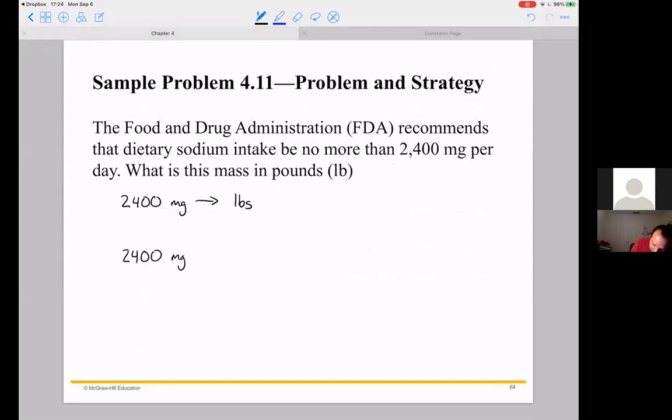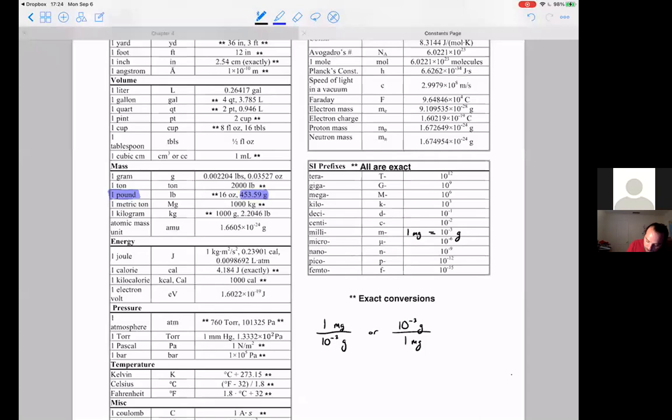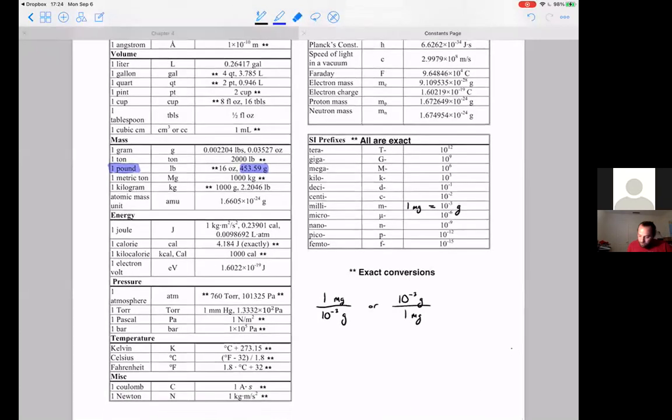So 2,400 milligrams times 10 to the negative 3 grams over 1 milligram. If I stopped right here and did my calculation, my answer would be in grams, but I want to go one more step. I want to go from grams to pounds. So then I'm going to use that information I highlighted in blue. I guess I can actually color code things. This would have been how I got these two conversion factors, and I decided to use this one.